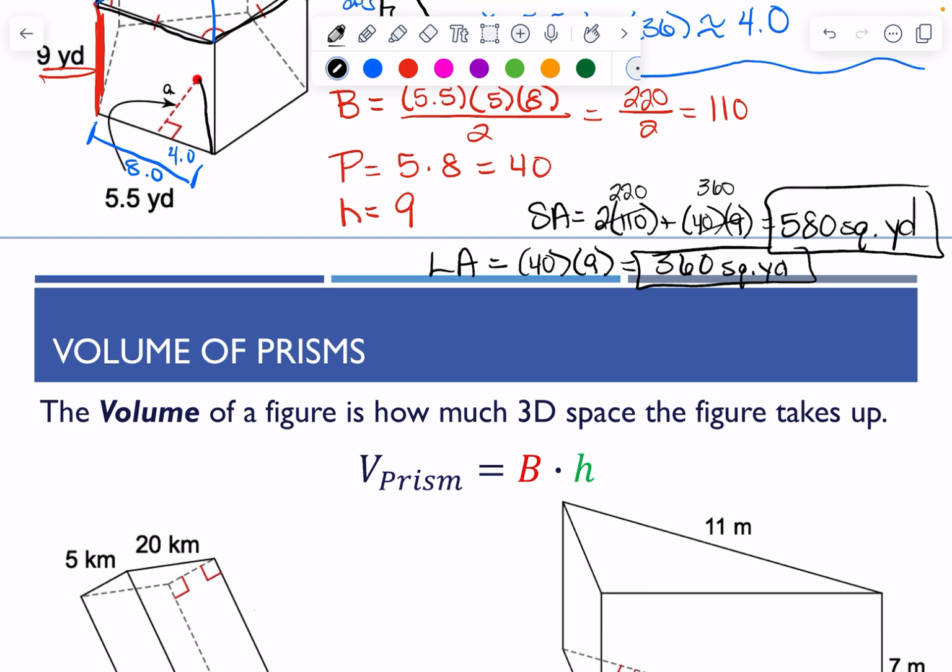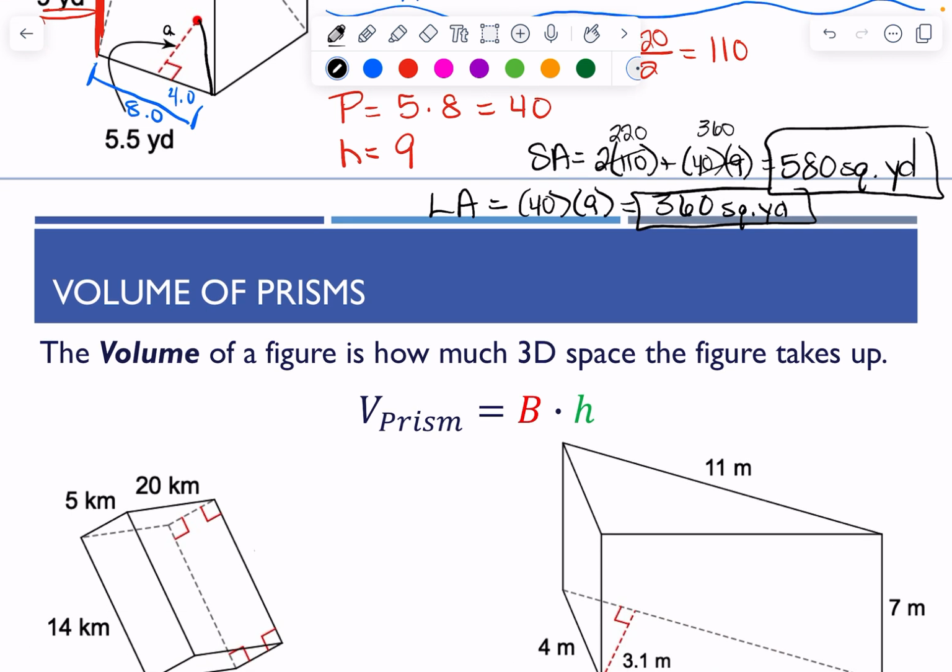Okay? So the volume of a figure is how much three-dimensional space the figure takes up. Now, the formula for this is area of the base times the height of the prism. Again, how far are the two bases apart from each other? Okay, so let's start in then. Let's take a look at this.